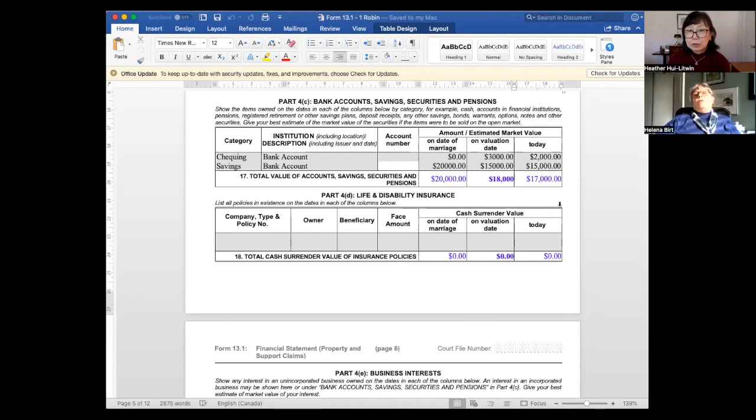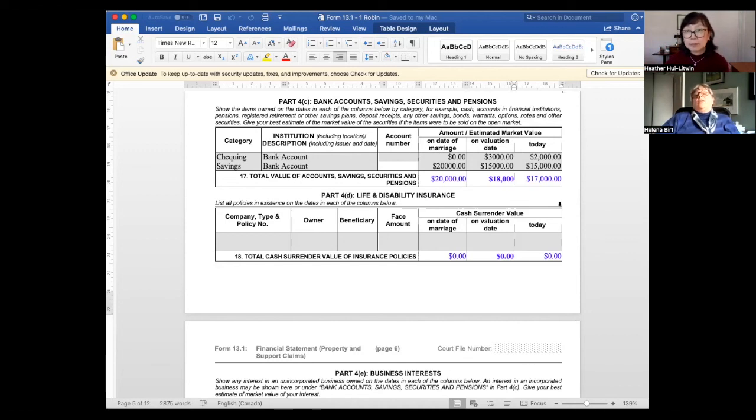Right. And now when they're separating, Robin has a checking account with $3,000 in it. And we're showing today's value, it's 2,000. So obviously Robin's losing money after the separation. She's not living with the breadwinner anymore. She's going into her checking account, or it could just be fluctuating up and down.